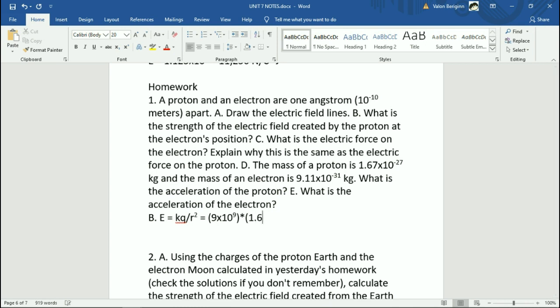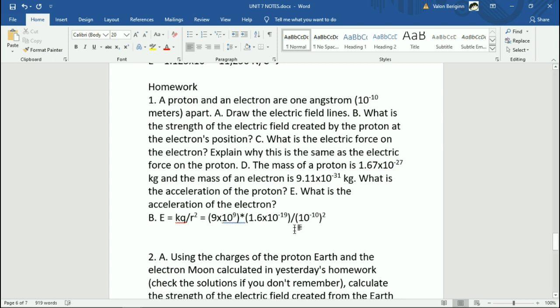So 1.6 times 10 to the negative 19, and then divided by the distance. And the distance is, well, we're wanting to know the strength of the electric field at the electron's position. So the distance is going to be the difference in size between them. So that is going to be your 10 to the minus 10. Oh, and it's squared, so let me move the parentheses here. Okay, you get something like this.